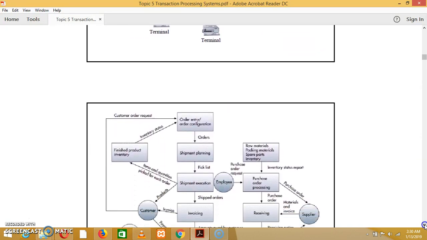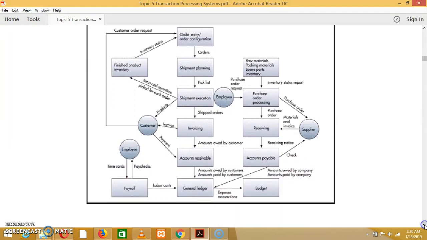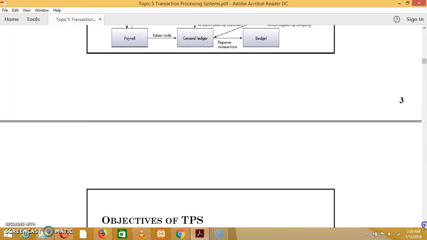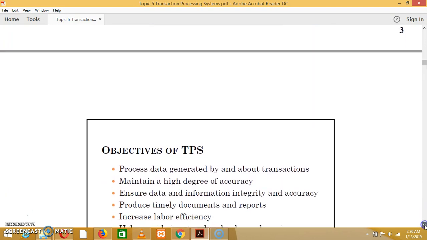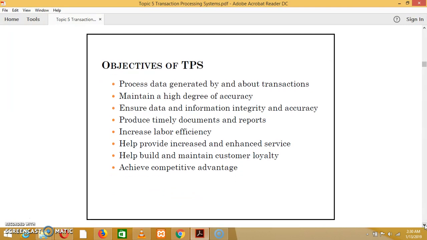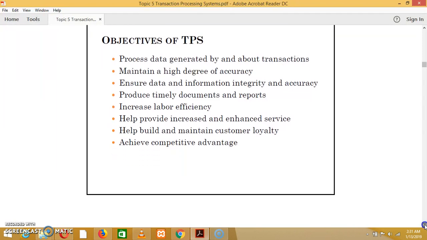In this session today we are going to learn about different types of TPS, because the whole concept of TPS is well known, as we talked about it earlier. The objectives of TPS: we knew that it basically acts as a foundation for other types of systems like MIS, DSS, or EAS, and it also enhances and improves services to the customer and helps in building and maintaining customer loyalty, because it helps in conducting those daily activities. So all these objectives are the same as we stated in the previous lecture.